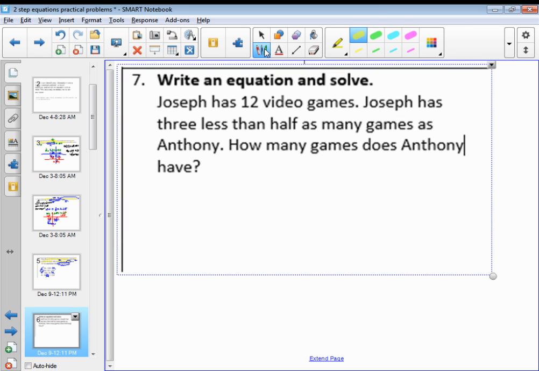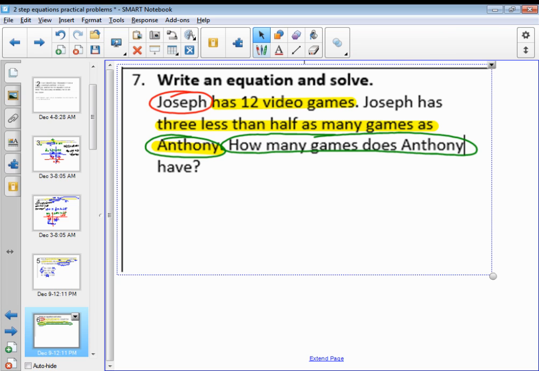In this problem, Joseph has 12 video games. This name is important because there are 2 different people we are talking about in this problem. Joseph has 3 less than half as many games as Anthony. How many games does Anthony have? Now, if you notice, we've circled the names in different colors. The variable, or our unknown, is how many games does Anthony have, so they are circled in the same color.